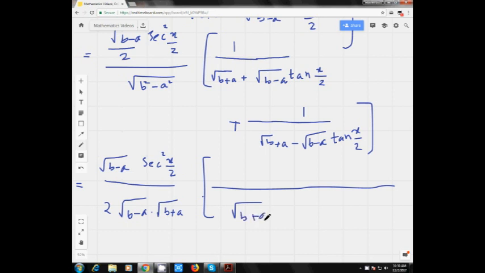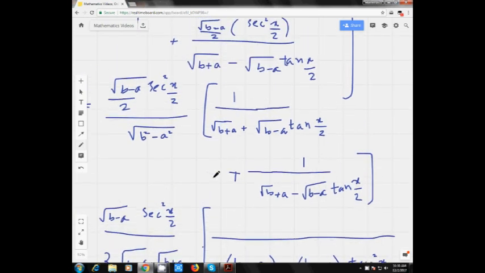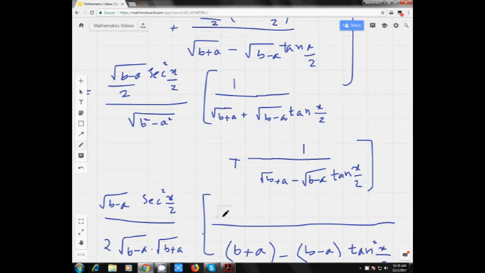So a square, it means that square root b plus a whole square, and it is simply b plus a. So a square minus b square, and the b square is by b minus a whole multiplied by tan square x by 2. What is left at the top? We are left with square root b plus a minus square root b minus a tan x by 2.